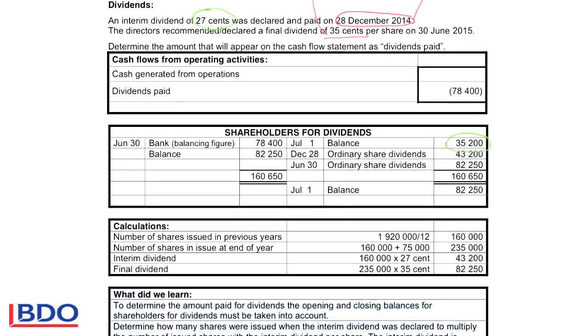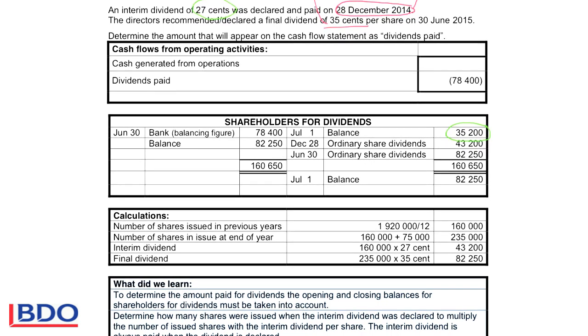So if we look at the calculation, the number of shares issued in previous years was 1,920 million divided by 12 Rand per share. So it means in previous years we sold 160,000 shares. The number of shares that we issued in the current year is the 160,000 plus the extra 75,000 that we sold during the current year. So my closing balance for shares that will be entitled on the final dividend is 235,000 shares.